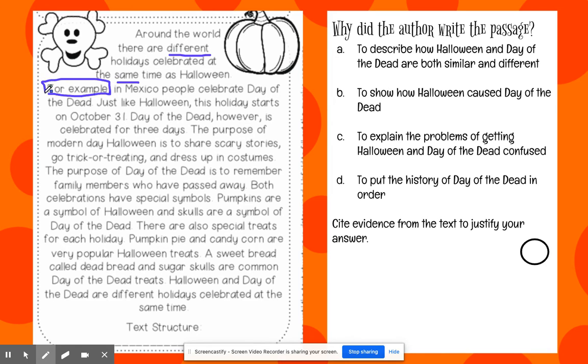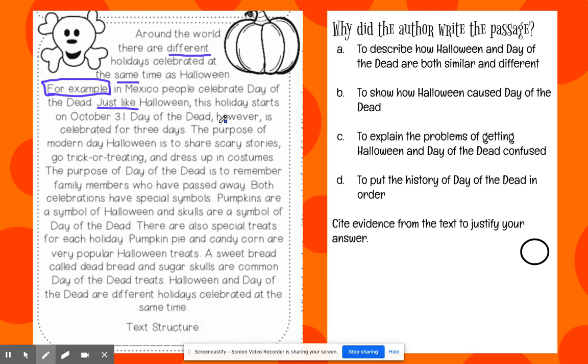Now, we haven't talked about description yet, but you're going to see it on that chart. So if you were to circle that, that would be fine. For example, in Mexico, people celebrate Day of the Dead, just like Halloween. Ooh, I like this word, just like. When I know something is just like, it means it's the same. Just like Halloween, this holiday starts on October 31st.